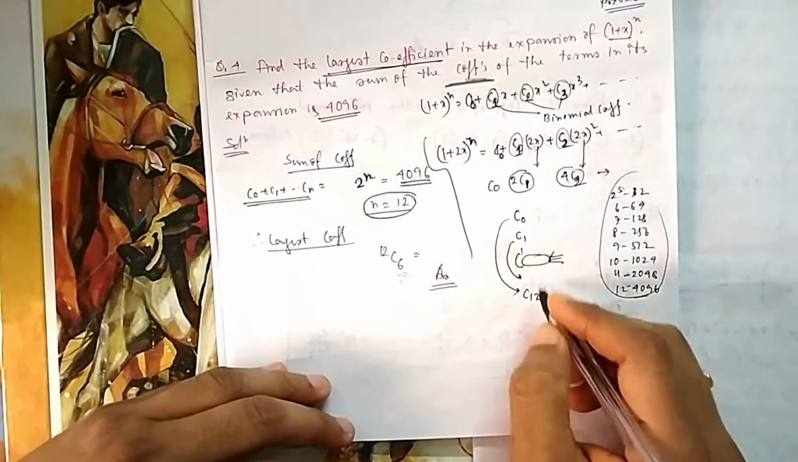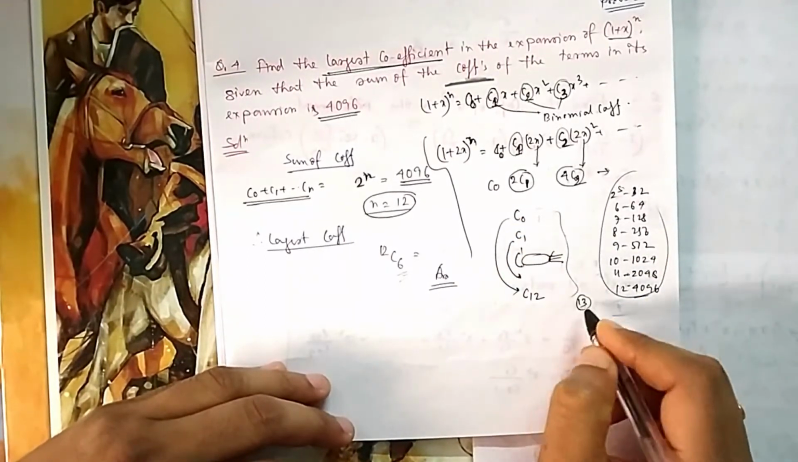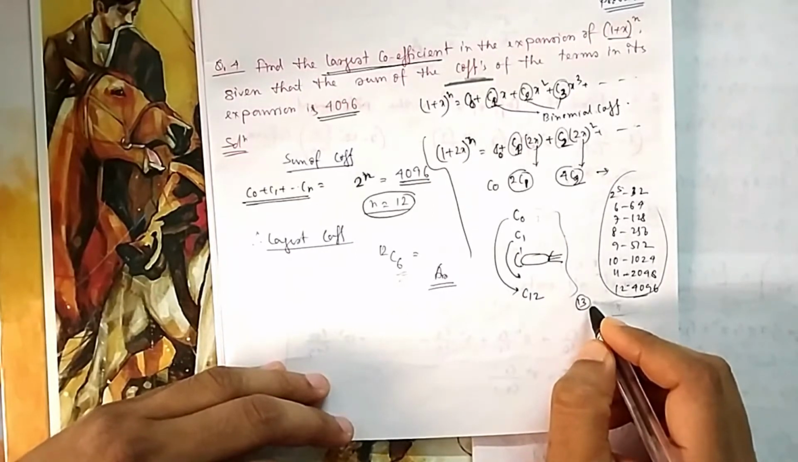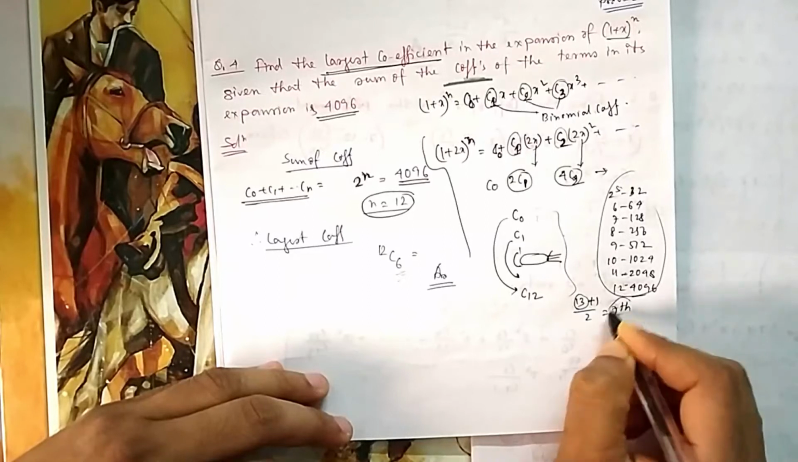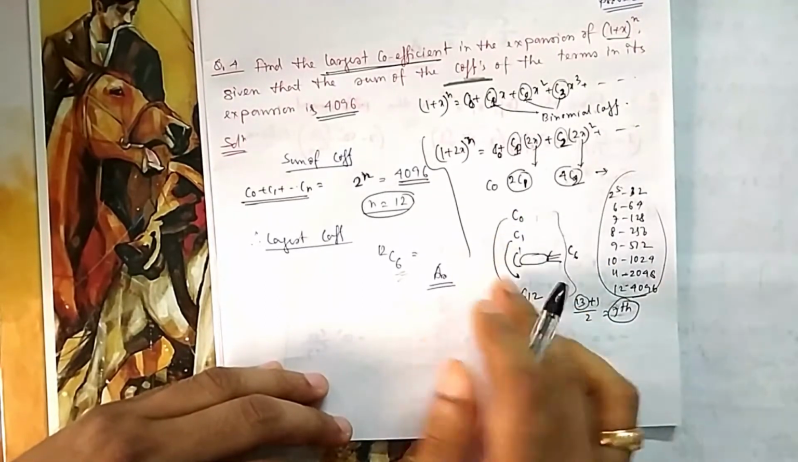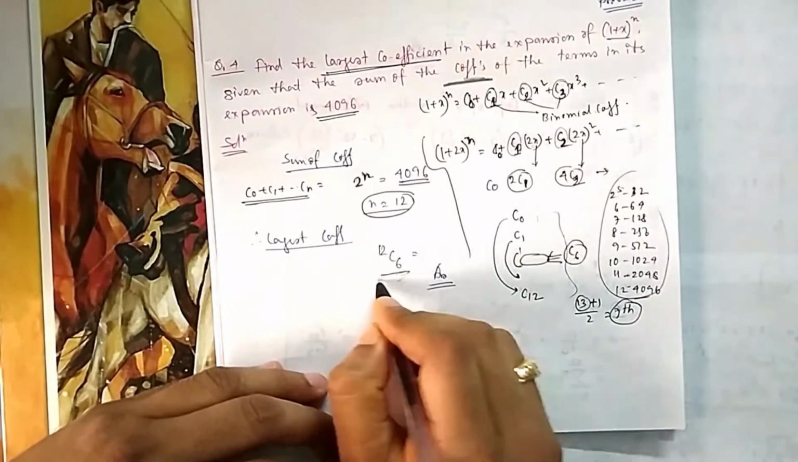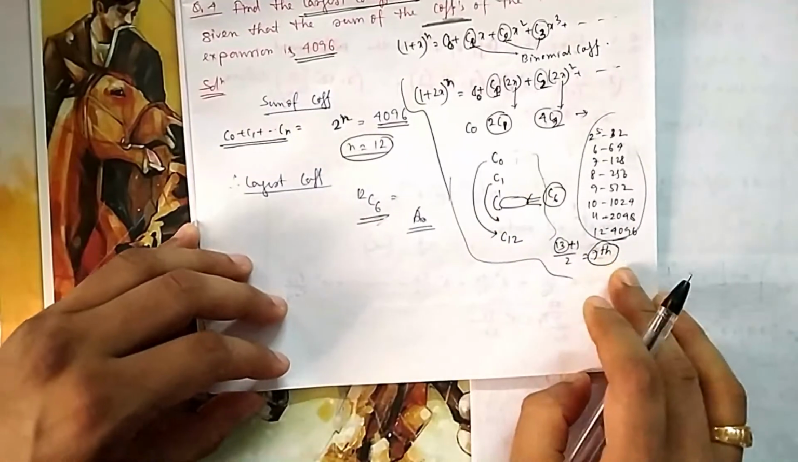So out of 12, how many elements are there? 13, because you start from 0. So in the case of 13, which one is the middle one? 13 plus 1 by 2, that is the 7th term. So which one is the 7th term? The 7th term is C6, because you are starting from 0. So obviously 12C6 is the largest coefficient, because it is a normal binomial coefficient, so you can do it this way.